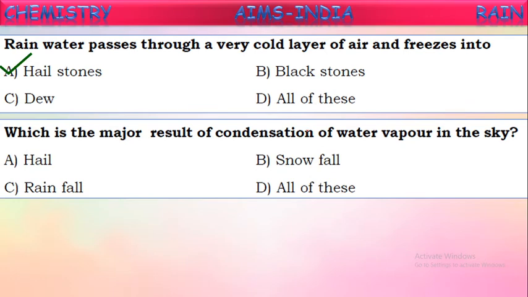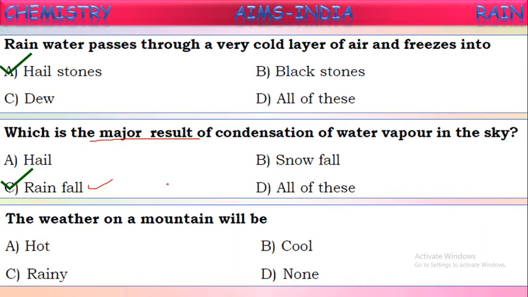Which is a major result of condensation of water vapor in the sky? What is the result of condensation of water vapor? The condensation of water vapor present in the sky or air causes hail, snowfall and rainfall. These all will occur, but the major result of this is rain. Most of the water vapor present in the air condenses and causes rain. Some amount will freeze and form hailstones, and some amount of water vapor causes snowfall, but majorly it results in rainfall.